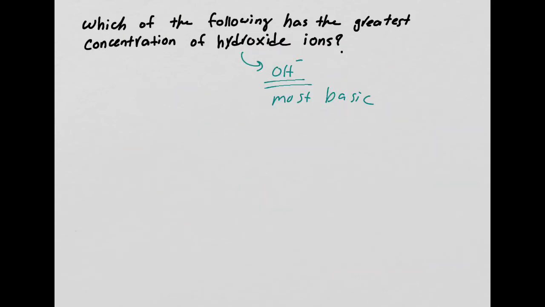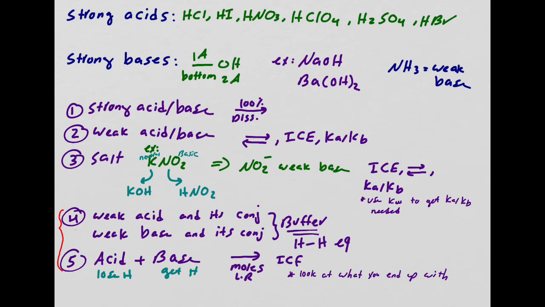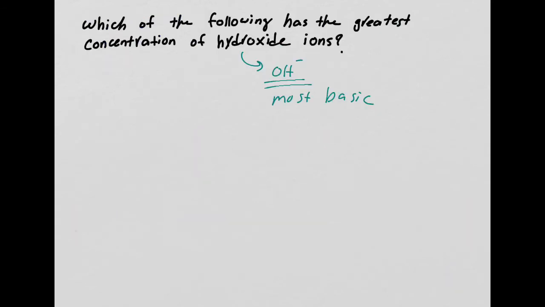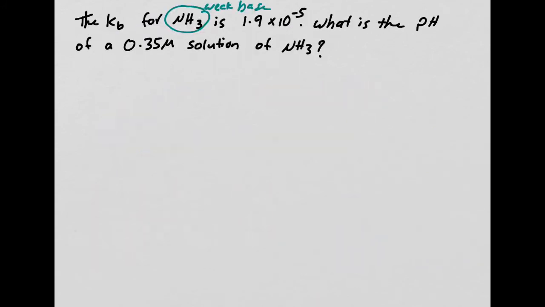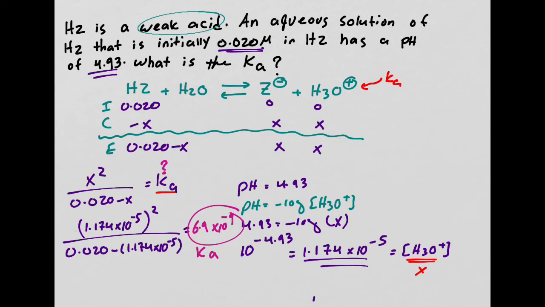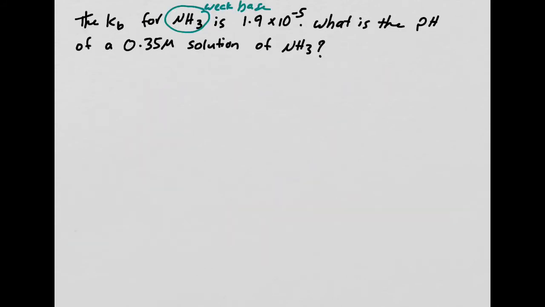Let's go back here one more time. So I have nothing but a weak base. What am I going to do? Equilibrium, hydrolysis, ice, and Ka and Kb, right? So ammonia is a weak base, so I'm going to set up the hydrolysis. The last problem, I had a weak acid. Now in this problem, I have a weak base.